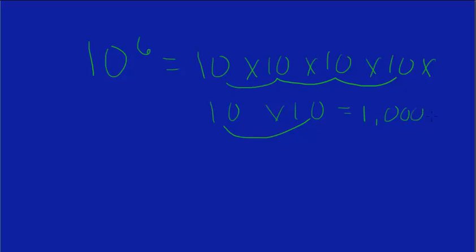1, 2, 3. 1, 2, 3. I'm going to put my decimal point. Now let's count the zeros. 1, 2, 3, 4, 5, 6. It matches the 6 in the exponent, so I feel pretty confident that I am correct.